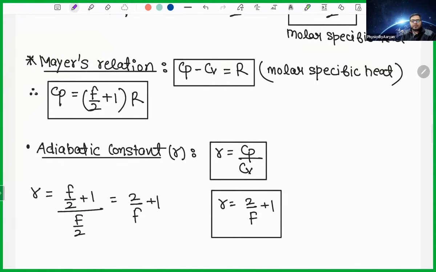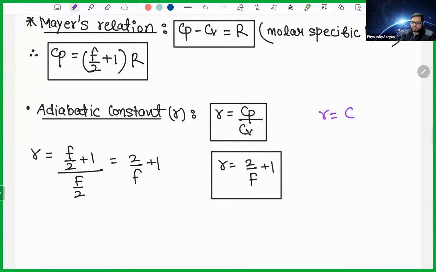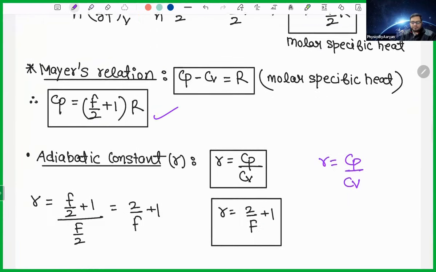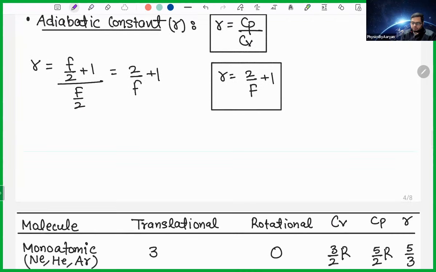Sometimes we also define the adiabatic constant. The adiabatic constant is the ratio of Cp and Cv. If I take the ratio of Cp and Cv, I will get F by 2 plus 1 divided by F by 2, which is 1 plus 2 by F, because this and this cancel. So I hope everything is clear.